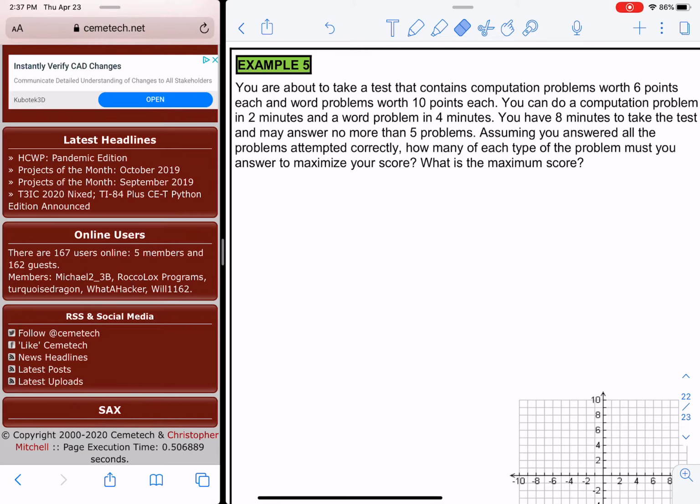Here is another example on linear programming. So you're about to take a test that contains computational problems and word problems. The computation problems are worth 6 points and the word problems are worth 10 points. So naturally the goal here is to maximize the score.